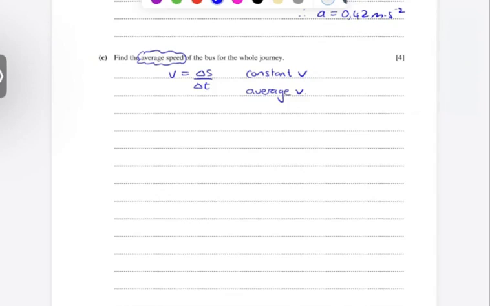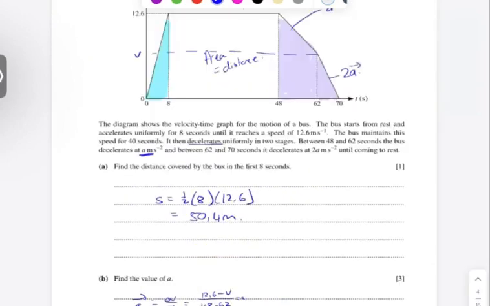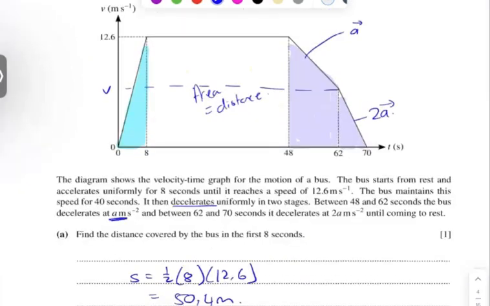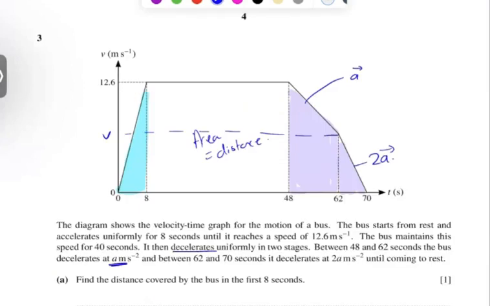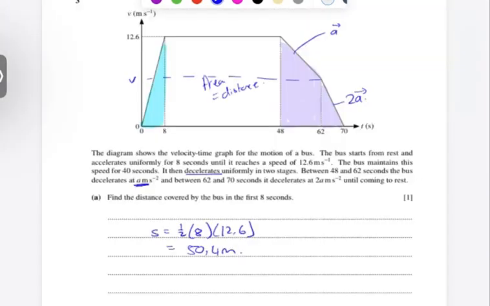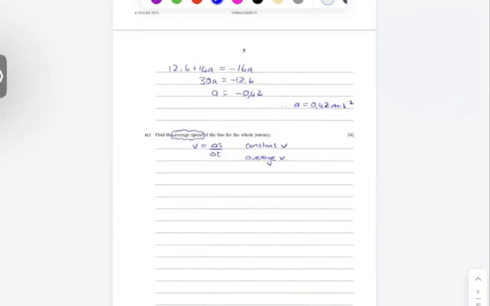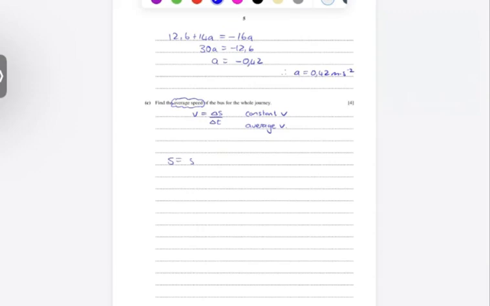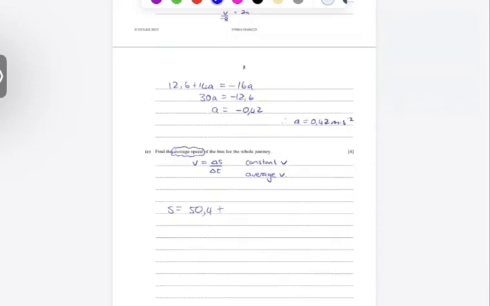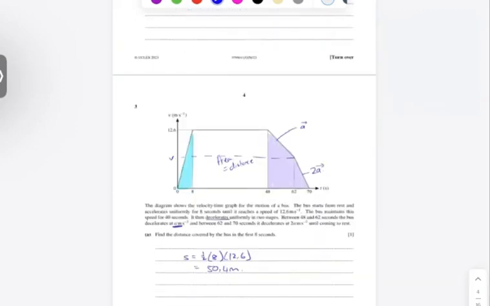Okay. So average velocity is change in distance over change in time. So what was the change in distance of this bus? And then the change in time. So if we just look at it, we can see the change in time is 70. The change in distance, I'm going to need to work out the area under this graph. Okay, so we already know the blue triangle. That's 50.4. So my total distance is 50.4 plus my rectangle here is length times breadth.